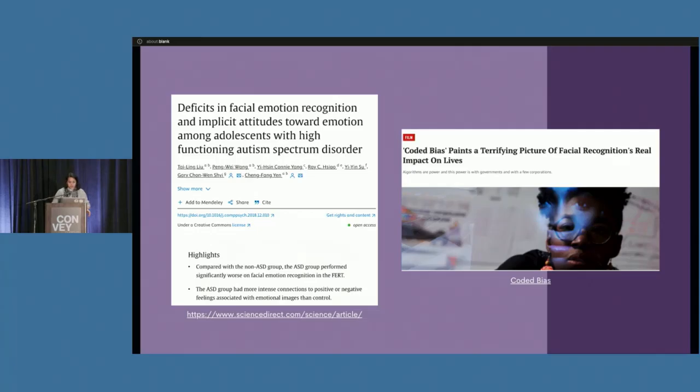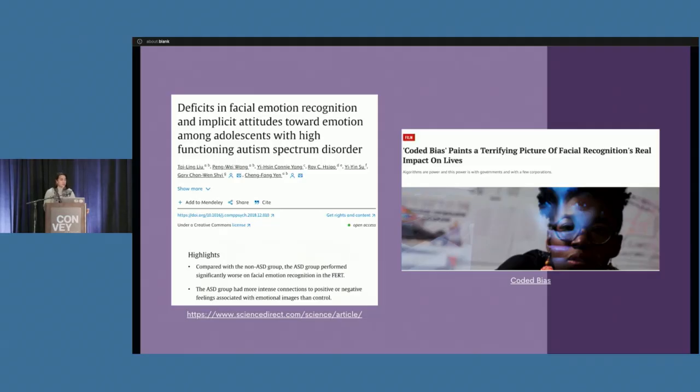So on the left side, there is a paper talking about the deficits in facial emotion recognition and implicit attitudes toward emotion among adolescents with high-functioning autism spectrum disorder. There are a lot of research papers about the way that they perceive emotions differently. It's very important to consider that. They are part of the population. We are designing also for them.